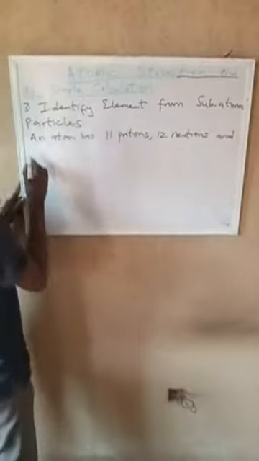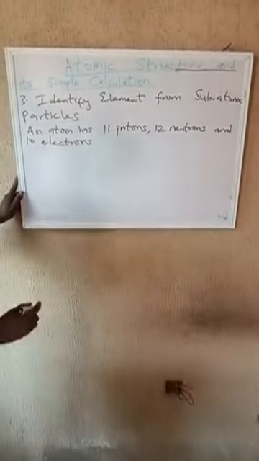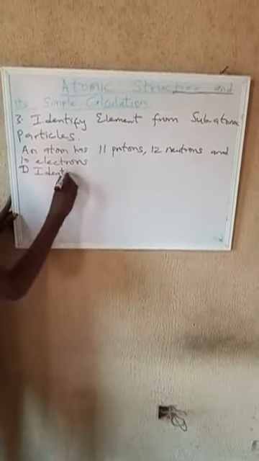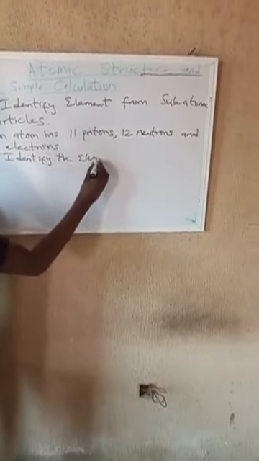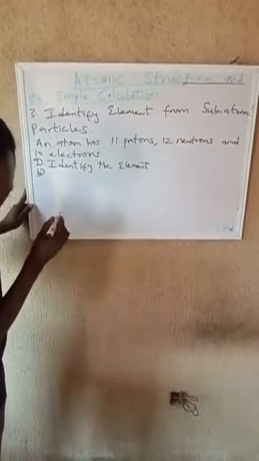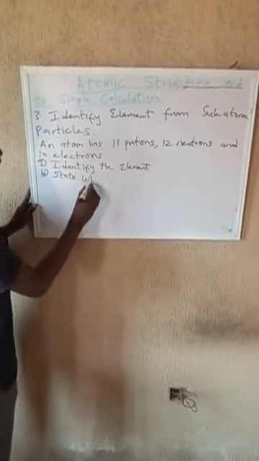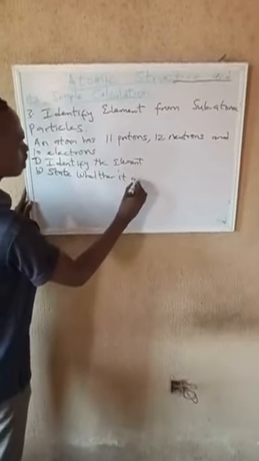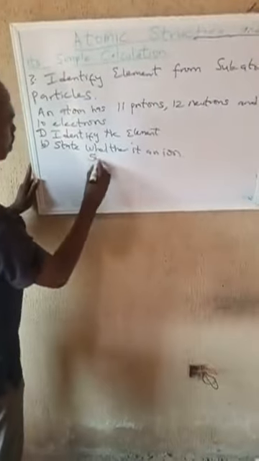And 10 electrons. Okay, identify the element. B. State whether it is an ion. Solution.